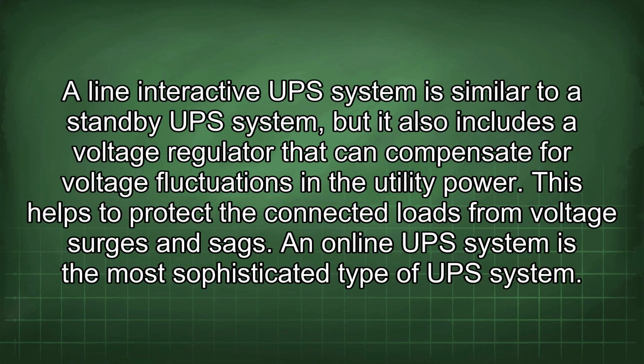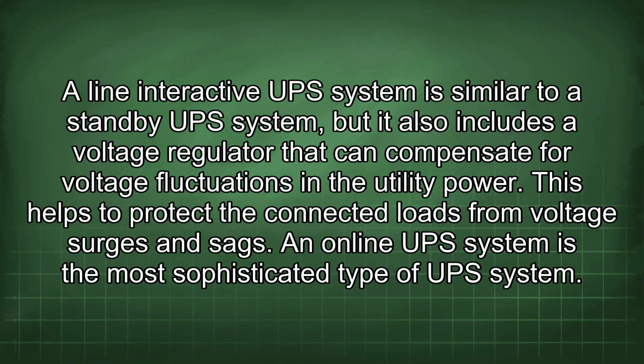A line interactive UPS system is similar to a standby UPS system, but it also includes a voltage regulator that can compensate for voltage fluctuations in the utility power. This helps to protect the connected loads from voltage surges and sags.